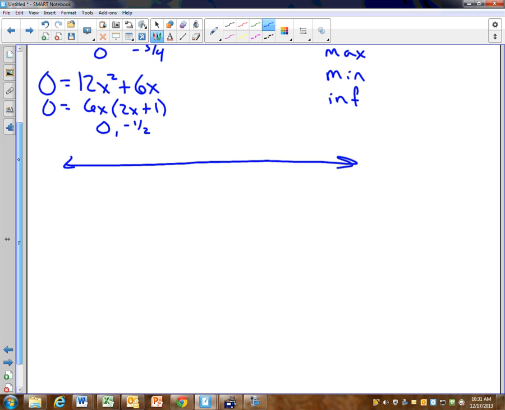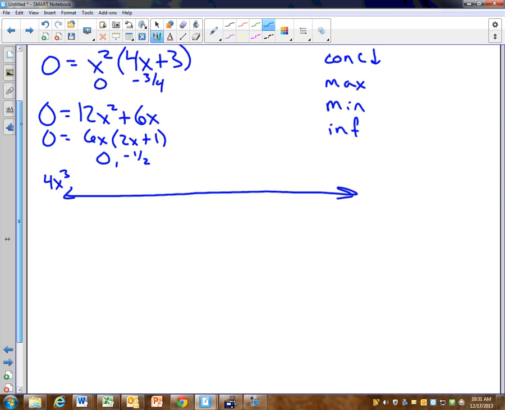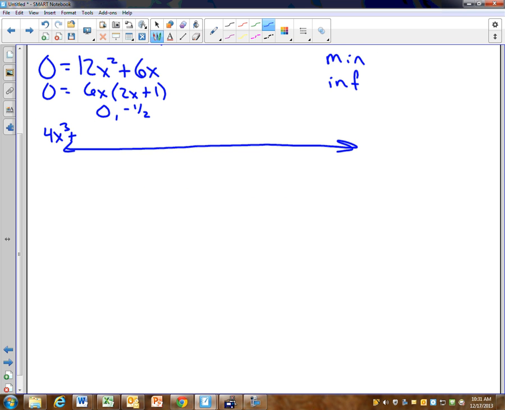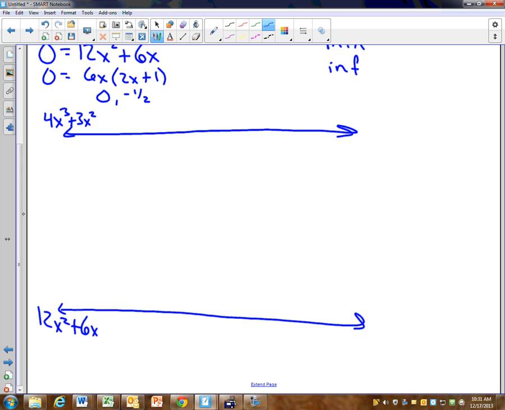I'm going to put my first derivative up there, which is 4x to the third plus 3x squared. Put my second derivative down here, which is 12x squared plus 6x. We have some interesting points at 0, -1/2, and -3/4. So again, this is why I like to do this, because this way I can make the graph fit my window the way that I want.